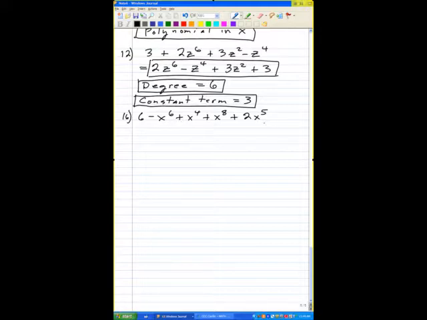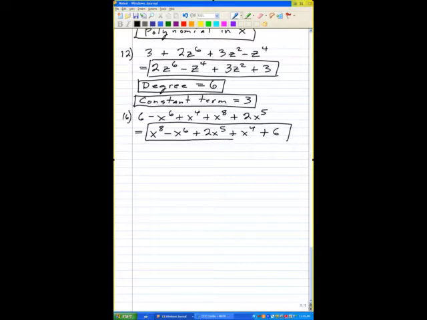So let's write this in descending order. This only has one variable, so let's look at the highest powers of the variable. The highest power of the variable is 8, so let's write that first. The next highest power is 6, so let's write minus x to the 6. The next highest power is 5, so let's write 2x to the 5th. The next highest power is 4, so let's write x to the 4th. And then we have the constant term 6.